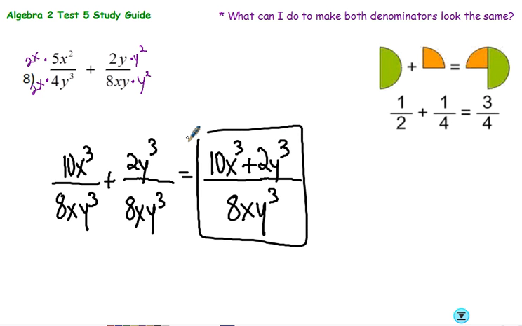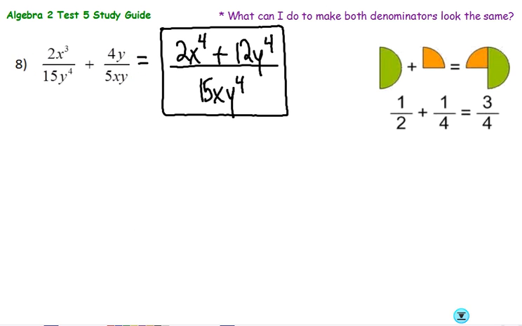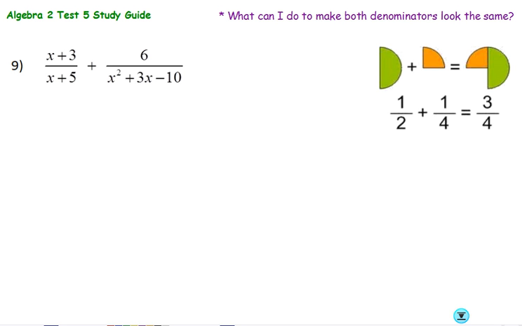All right, go ahead and pause now and try number 8 on the right side. All right, so let's see what you got with number 8 on the right side over there. You should have got 2x to the 4th plus 12y to the 4th over 15xy to the 4th. Again, if you didn't get that one right and you need a little more help with it, don't be afraid to ask. Otherwise, we'll move on. Number 9. So hang in there, only 2 more to go.